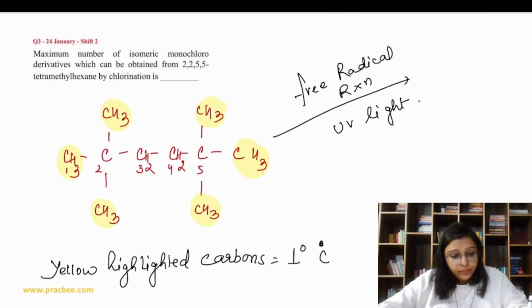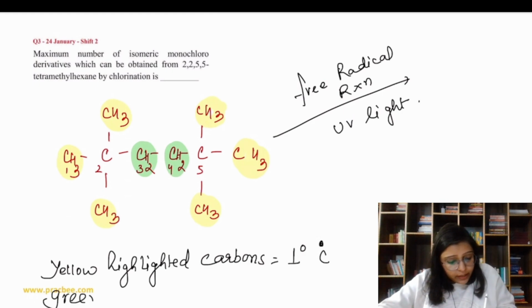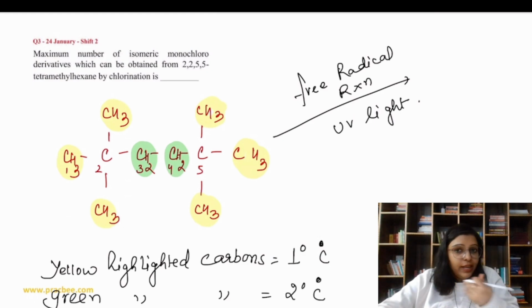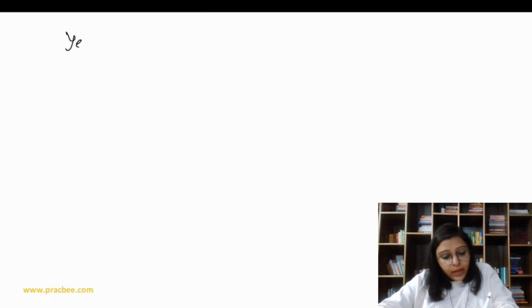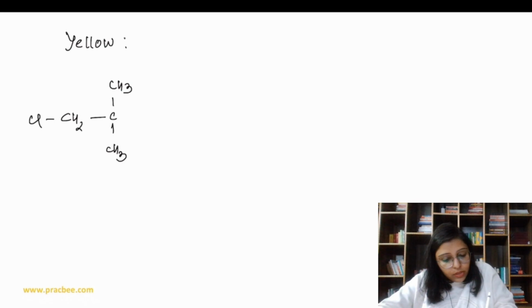1 degree radical. Then we have this one, CH2 and CH2. Now on the green highlighted carbon we get a 2 degree radical, right? 2 degree carbon radical. So now let's join. On yellow, let's join chlorine. So we get CH2Cl, C, CH3, CH3, 2, 3, 4, and then C, CH3, CH3, and then CH3.